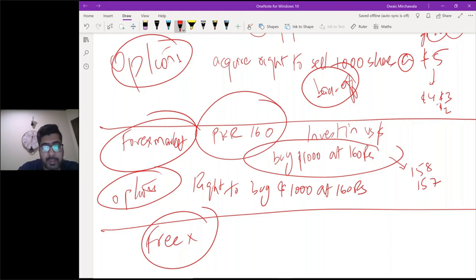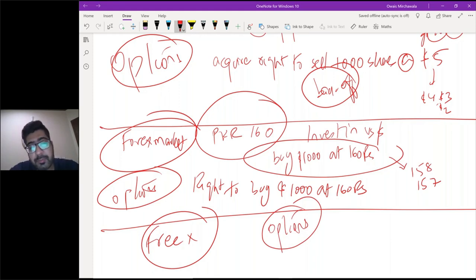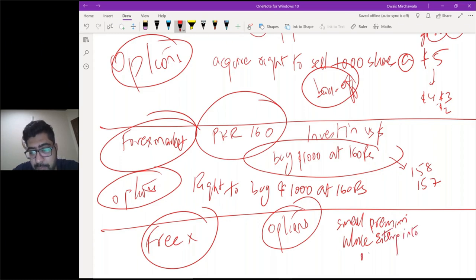Correct. When you enter into options, options is giving you so much security that you get a right to buy shares at 10. If the prices go up, you exercise your right, get it for 10. But if the prices go down, you back off. So if you enter into options market, that's not for free. You have to pay a small premium while entering into options market.